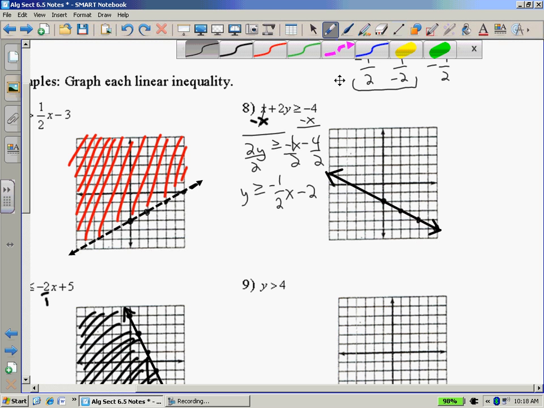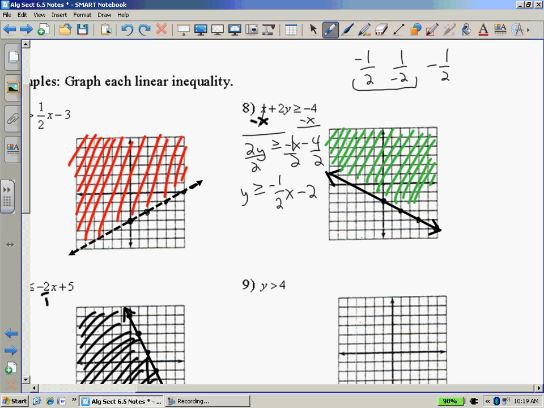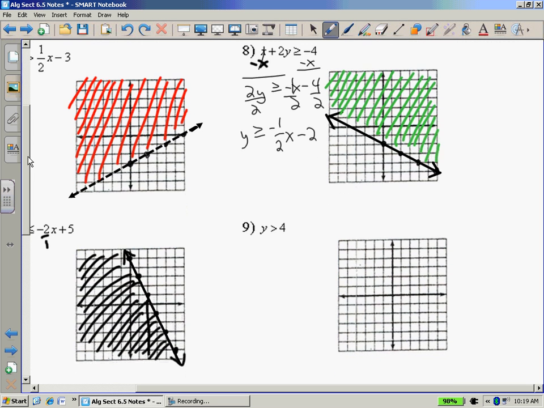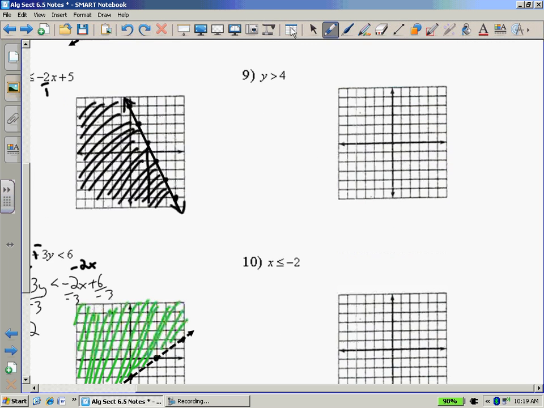And eat the y to the sky. So we're going to shade above the line. Okay, now let's work on y is greater than 4.